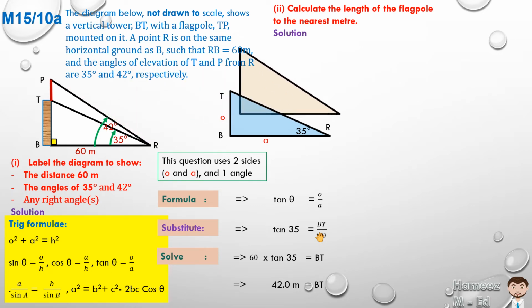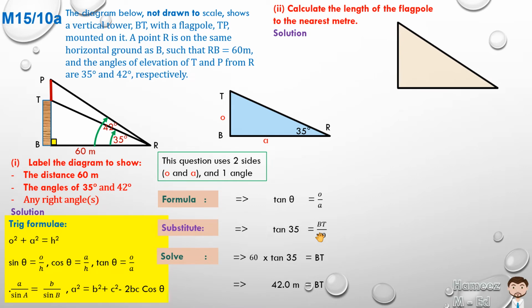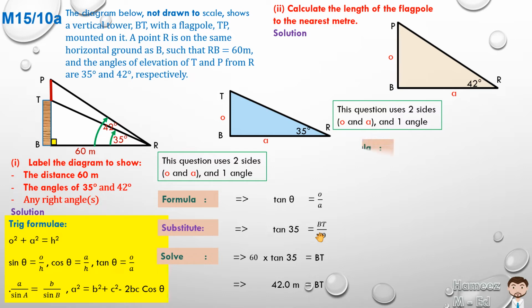Right, let's extract now the second right angle triangle, the bigger one, PBR. And we know there's 42 degrees there. We know the adjacent, which is 60 meters. And we can find PB, which is the opposite, O. So this question, just as the other part, uses two sides, O and A, and one angle. So the formula we're going to use is the same. Tan theta is equal to O over A. And if we substitute, tan 42 is equal to PB over 60.